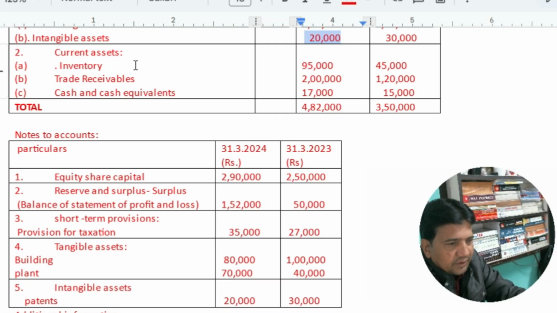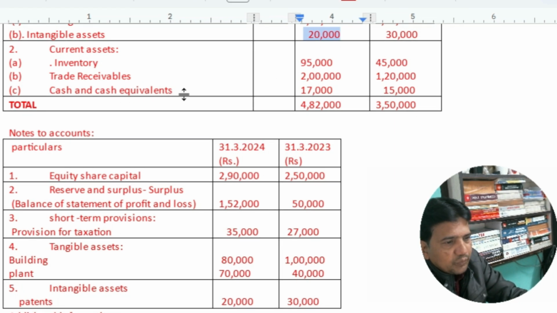Current assets are part of operating activities, so we take them under the heading of increase or decrease in current assets and current liabilities. Except cash and cash equivalents and short-term marketable securities, which we consider absolutely liquid assets. These items are treated as cash and cash equivalents, not as current assets. The cash and cash equivalents are at the bottom of the solution: the opening balance is 15,000 and the closing balance is 17,000.